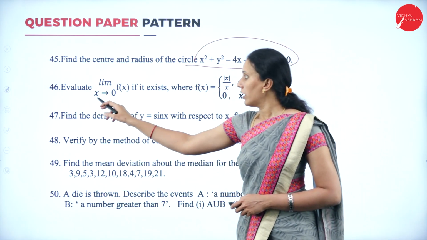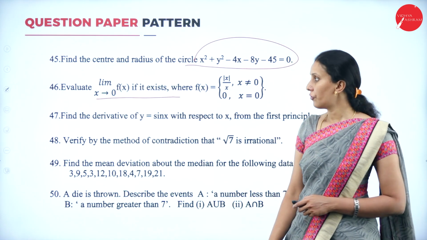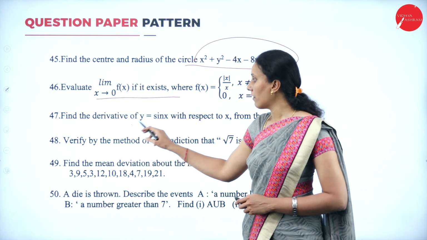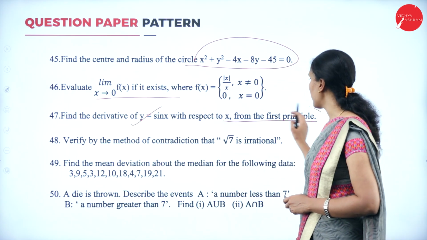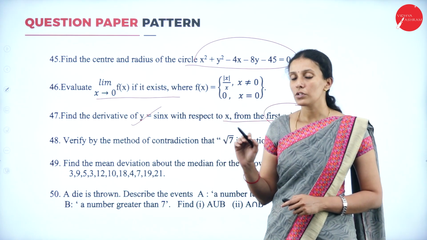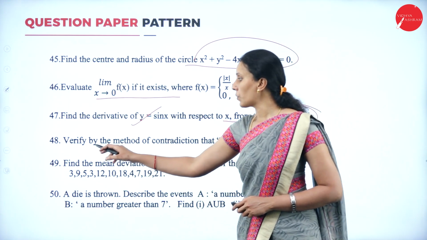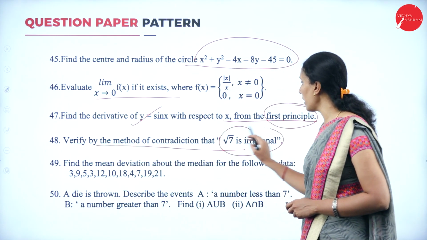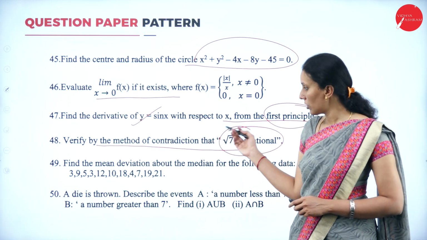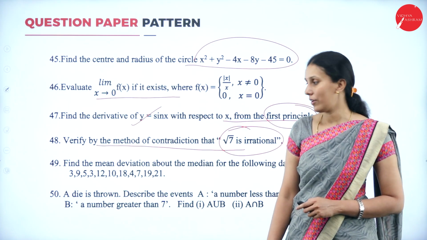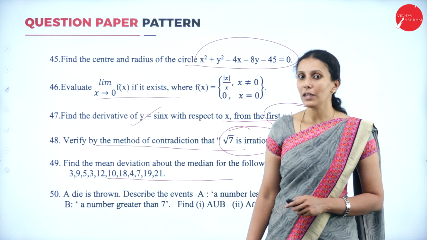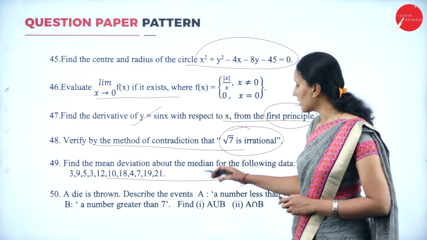Next you have the limits chapter, that is to find whether the limit exists or not, one simple problem. Next you have the derivative with respect to first principle. This is one of the compulsory questions you can expect, that is to find the derivative using the first principle method. Next, this question also you can mark, that is proving a number is irrational. Maybe they may give you root 3 sometimes, root 2 sometimes. We have to find out by the method of contradiction. And one from statistics, that is to find the mean deviation using the mean, very simple problems where raw data is given.